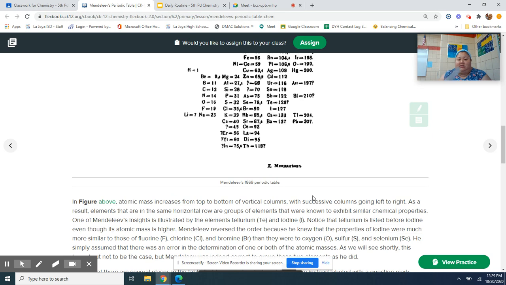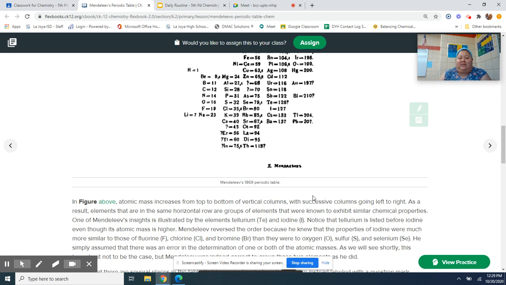There are successive columns going from left to right. As a result, elements that are in the same horizontal row, elements that go side to side, are in groups. And why are they in groups? The reason is because they showed similar chemical properties.